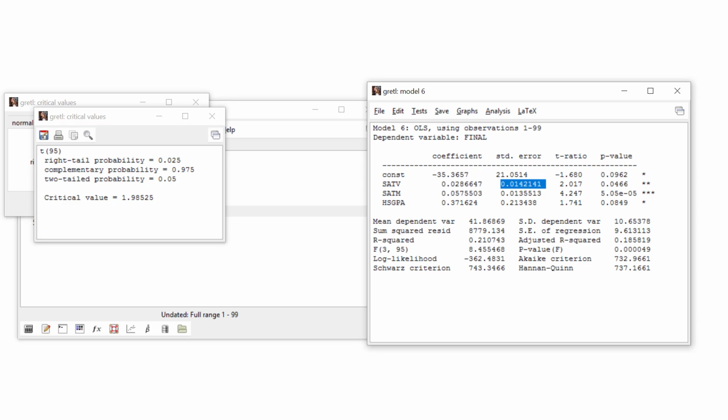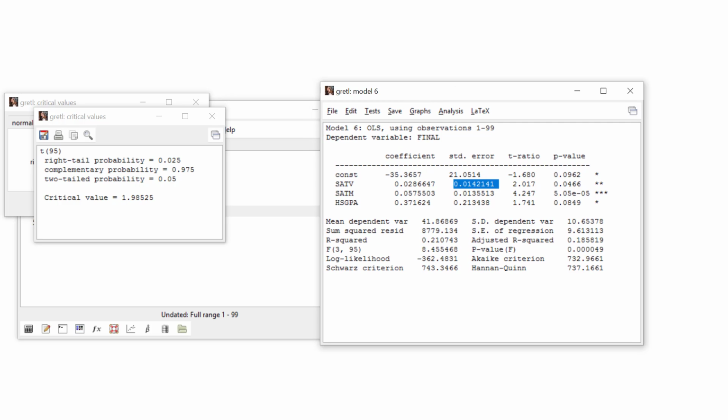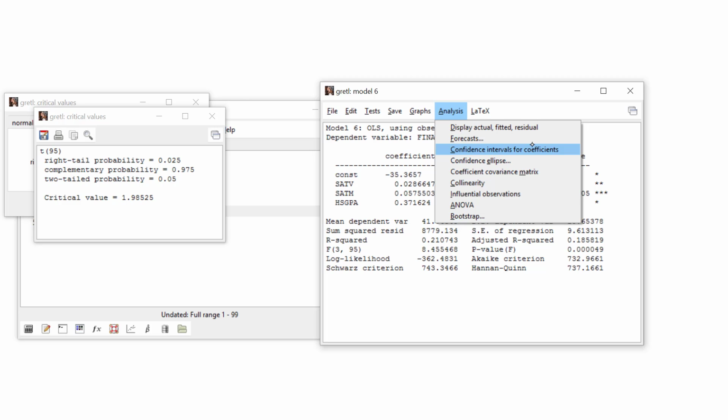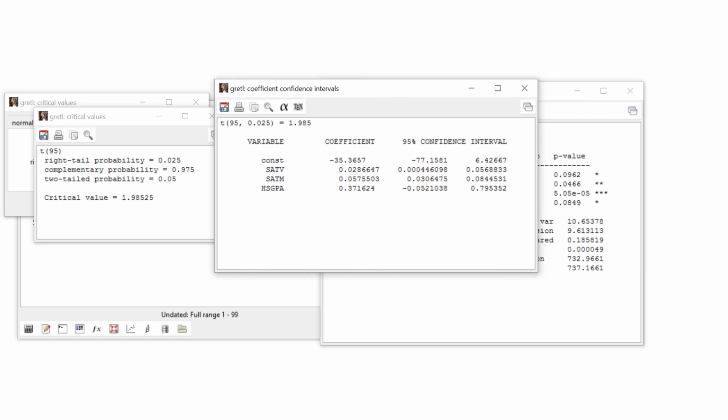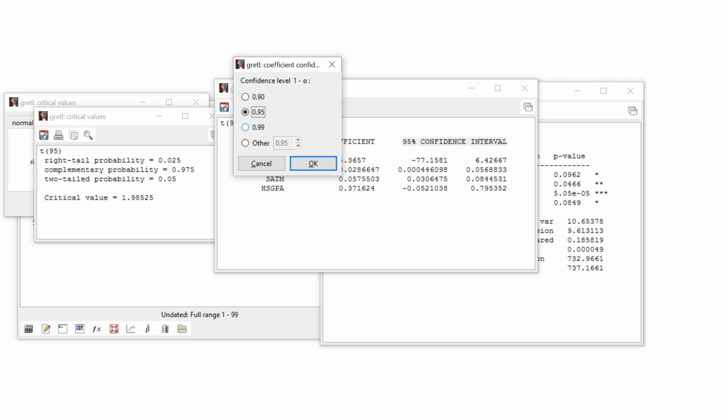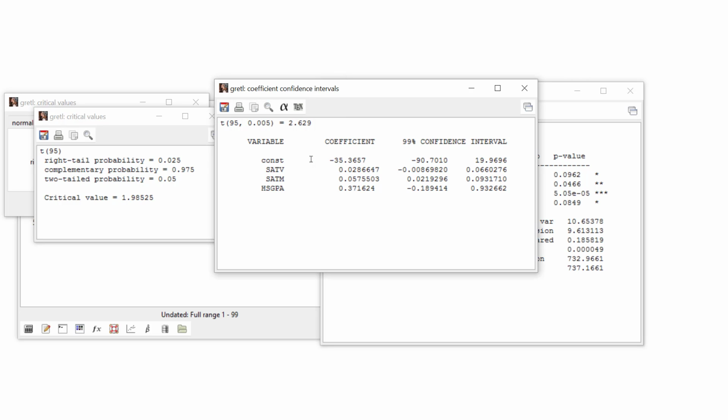If you find it boring to calculate these yourselves, you can ask Gretl to do it. Just go to analysis, confidence intervals, and you have them right here. So for SATV, that's the coefficient, that's the point estimate, that will be the center of the confidence interval, left-hand limit, right-hand limit, and it will give you the 95% confidence interval. If you want to change that and do, say, the 99% confidence interval, you can do this, and it will then obviously be wider.